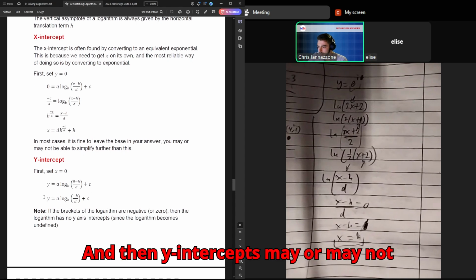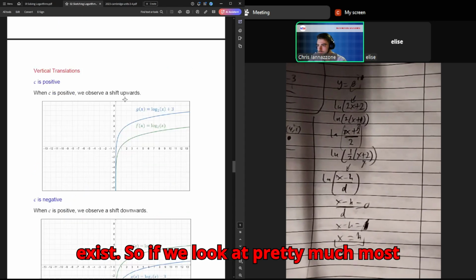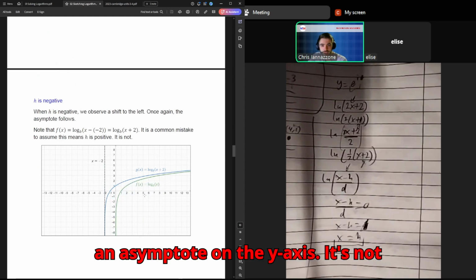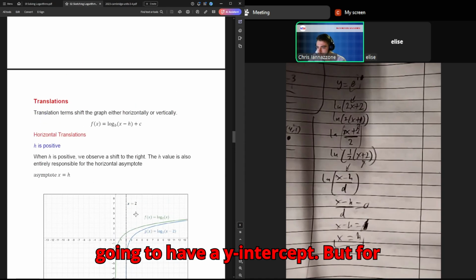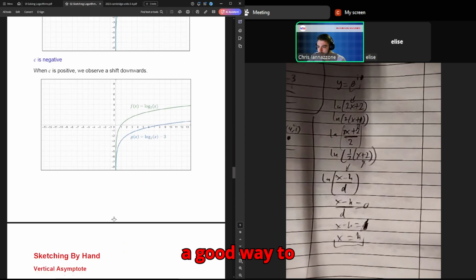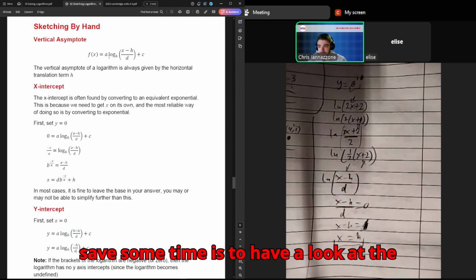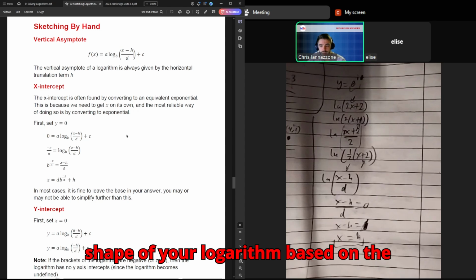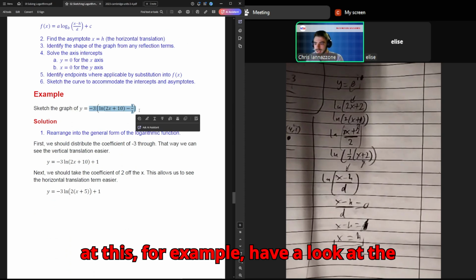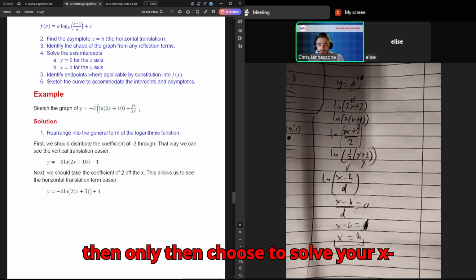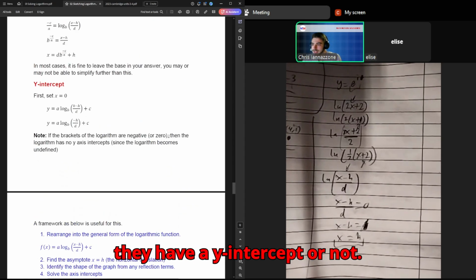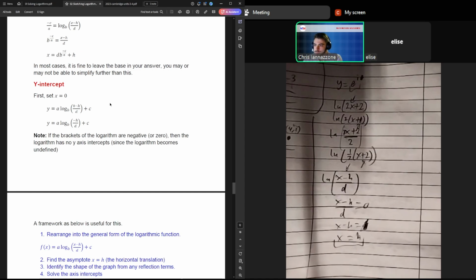And then y-intercepts may or may not exist. So if we look at pretty much most of these logarithms, like log 2 of x, it has an asymptote on the y-axis. It's not going to have a y-intercept, because they're not going to touch. And so a good way to save some time is to have a look at the shape of your logarithm based on the terms, and then only then choose to solve your x and y intercepts depending on if they have an x-intercept or a y-intercept or not.